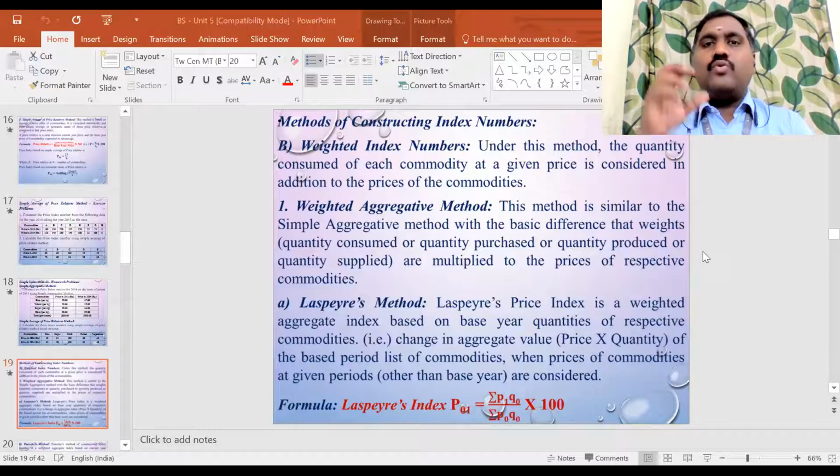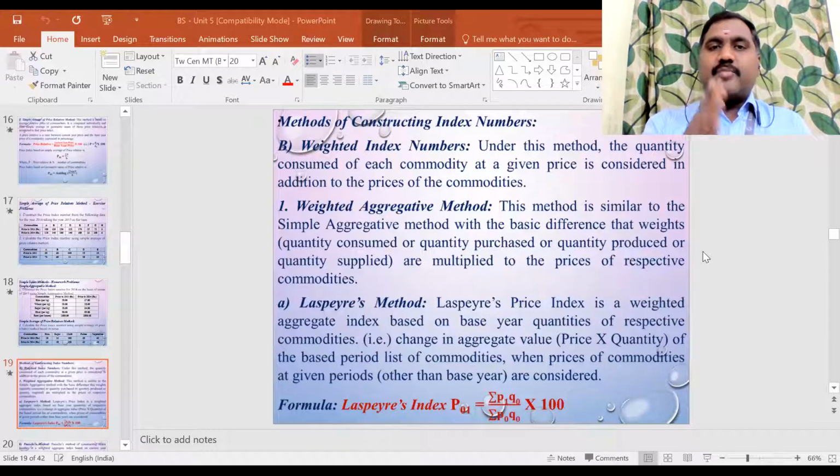I told you how to know the formula, right? See, the base formula for finding the index number is summation of P1 divided by summation of P0 into 100. That means the total price value of the current year divided by the total price value of the base year.